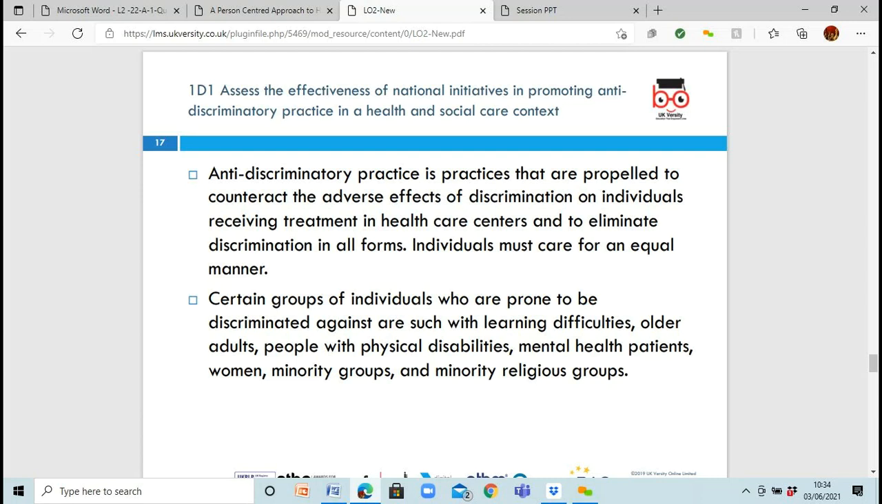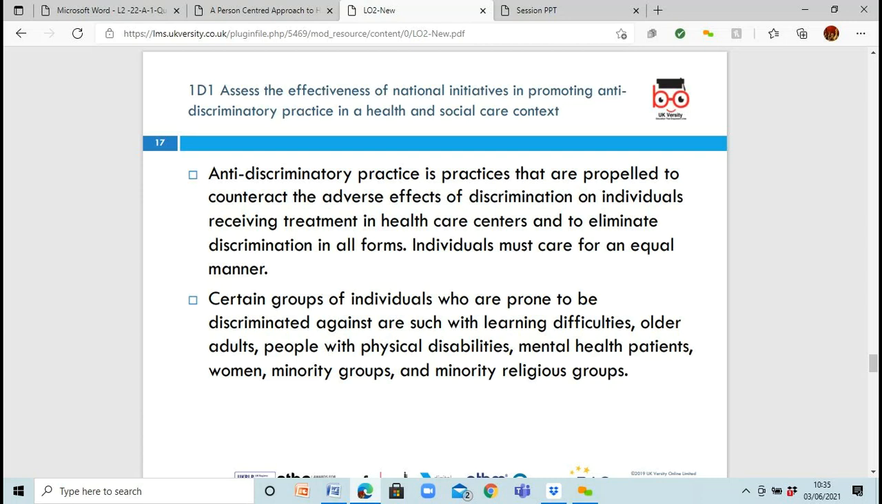So with anti-discriminatory practice within your own practice, these are there to counteract any adverse effects of discrimination on individuals when they're receiving treatment at care centres. It's there to try and eliminate discrimination in all forms, so to make sure that we're treating everyone in an equal manner.